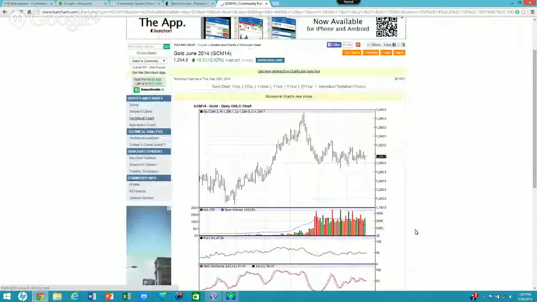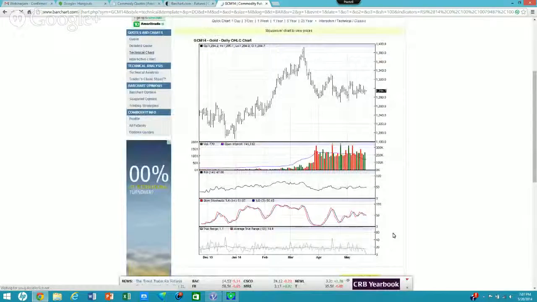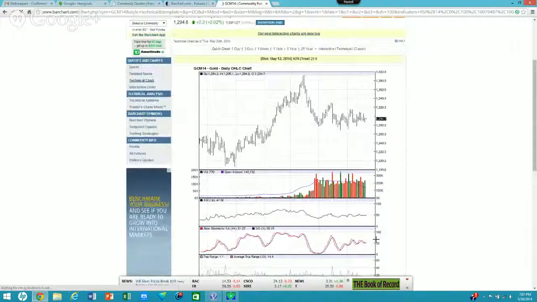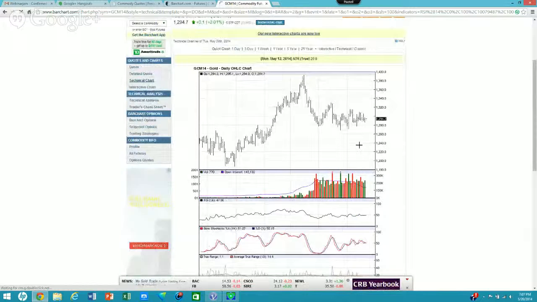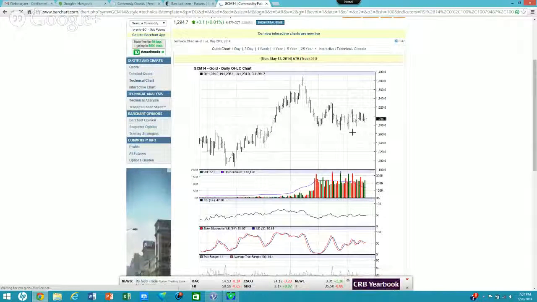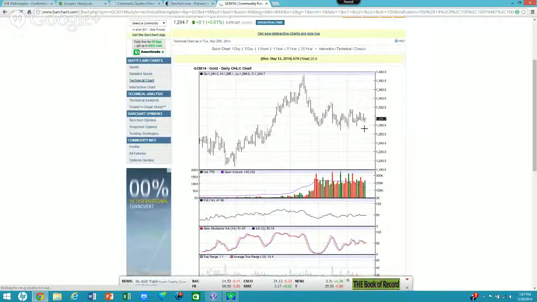And let's see, where is the ATR? Okay, here's the average true range. Okay, 14.5, $14.40 is the average true range. But as we can see, the market is starting to form a bit of a flag.